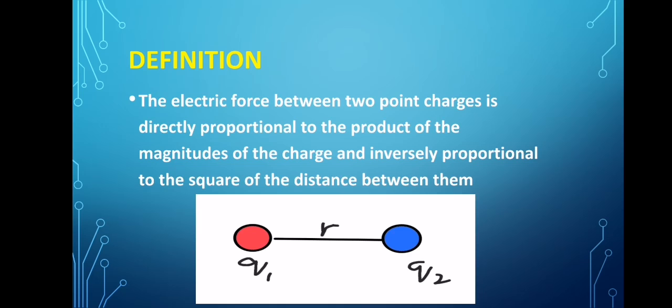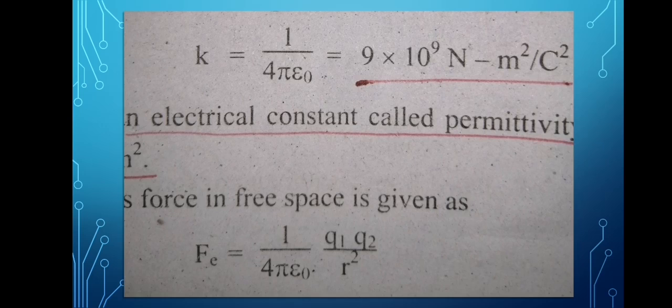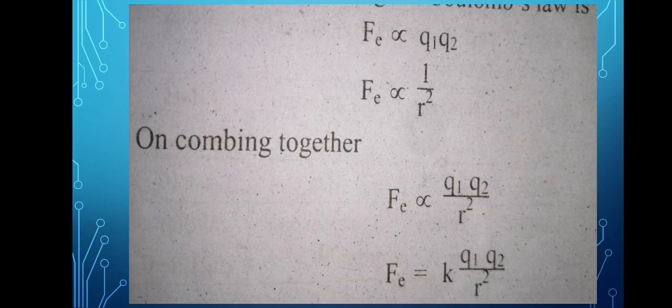Mathematically it can be expressed as Fe is proportional to Q1 Q2, and Fe is proportional to 1 over r square. On combining both of these we can get Fe proportional to Q1 Q2 over r square. Fe is equal to K Q1 Q2 over r square.